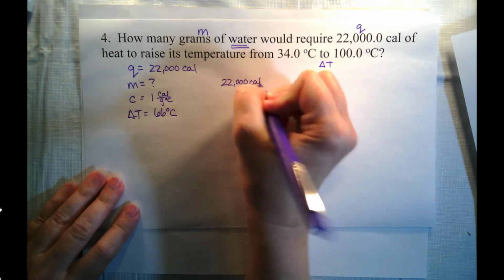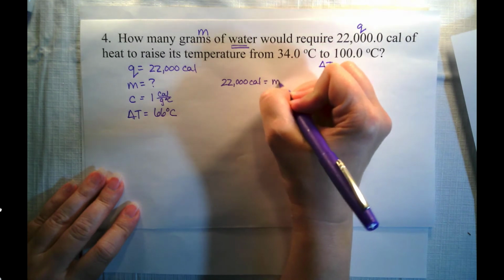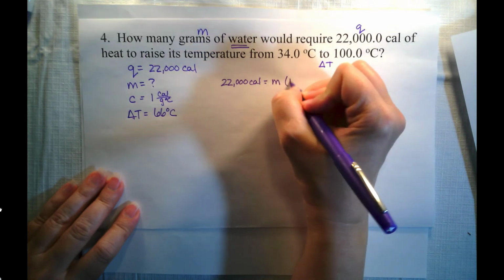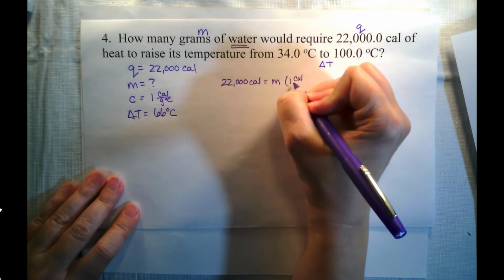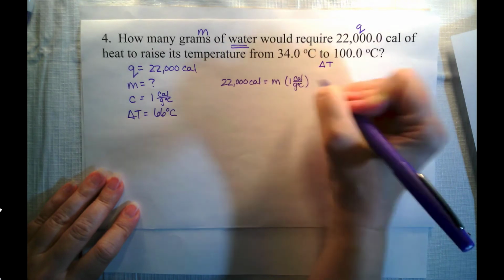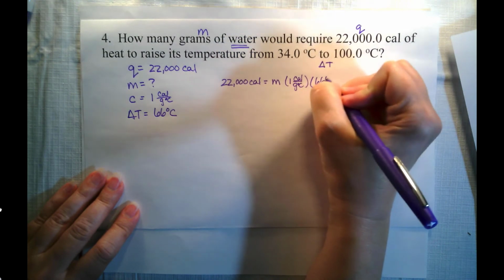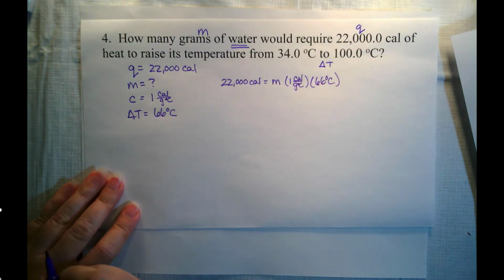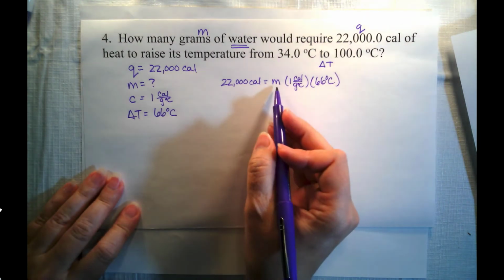All right, so when I set that up, I'm going to end up with 22,000 calories equals M times 1 calorie per gram degrees Celsius times 66 degrees Celsius. So this is algebra. We need to isolate M.